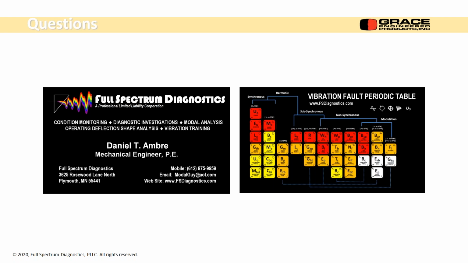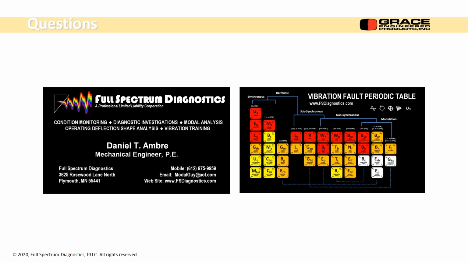Rotor bar pass frequency in a motor is a subtle rotor problem, but it'll depend on how many rotor bars there are. So the center frequency in that grouping in the spectrum would be, with 38 rotor bars, 38 times running speed.